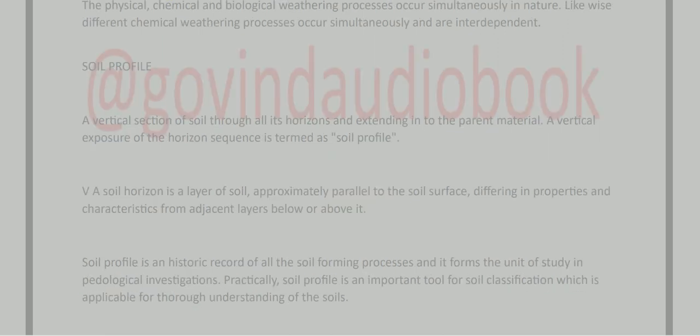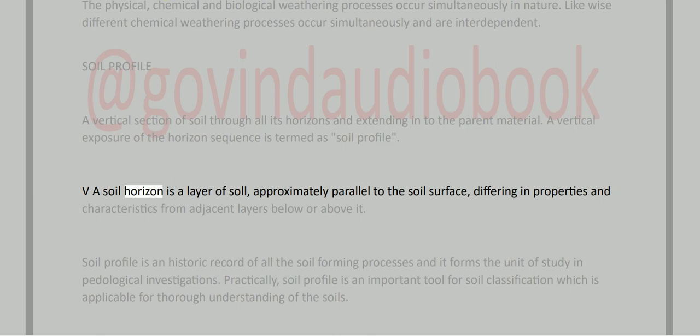The physical, chemical and biological weathering processes occur simultaneously in nature. Likewise, different chemical weathering processes occur simultaneously and are interdependent. Soil profile: a vertical section of soil through all its horizons and extending into the parent material. A vertical exposure of the horizon sequence is termed the soil profile.